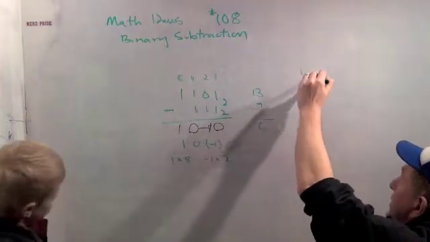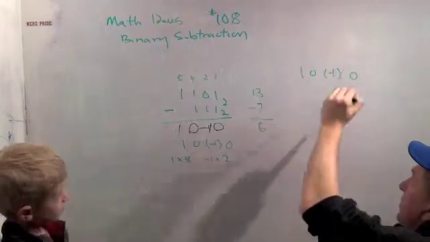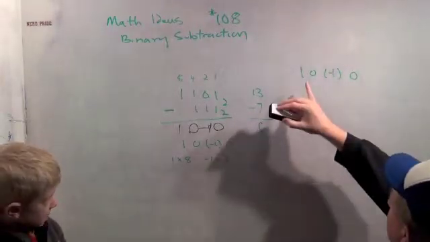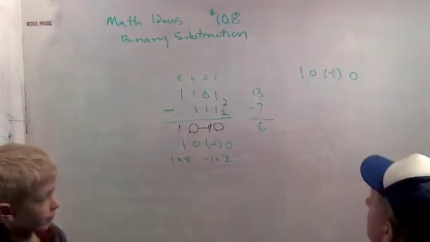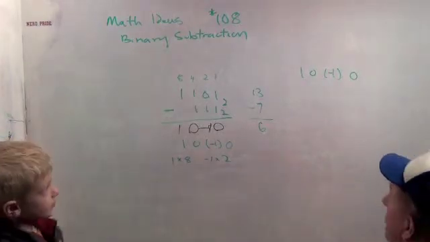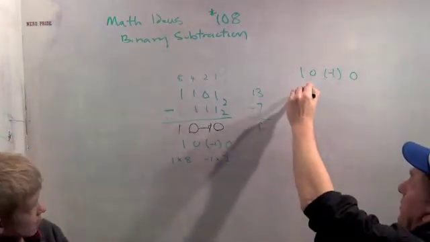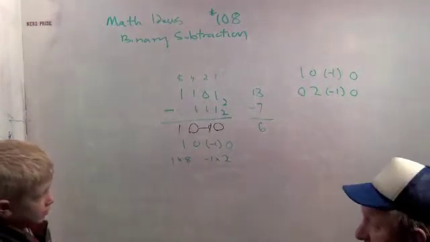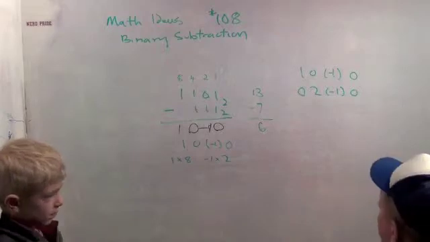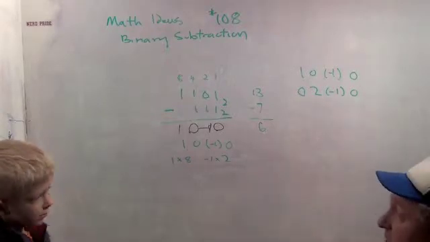We have the number 1, 0, minus 1, 0. What are we going to do with this 8 here? 1 times 8. We're going to turn it into 2 4s. Now, that's going to say 0, 2, minus 1, 0. Now, this is even a worse binary number, because now it has a 2 and a minus 1.